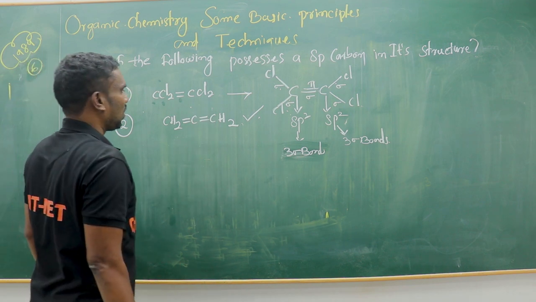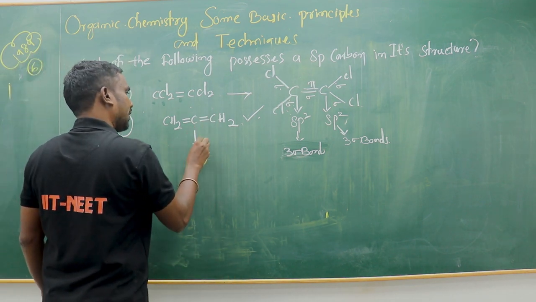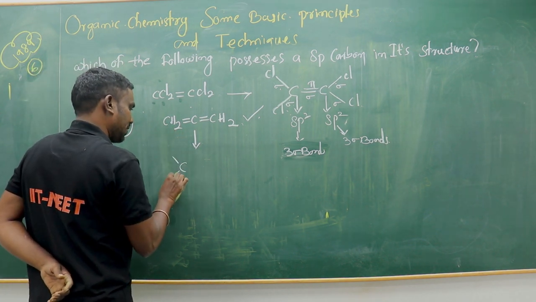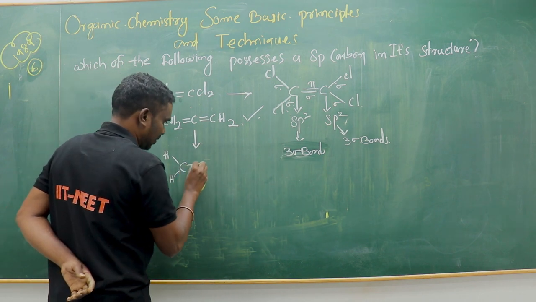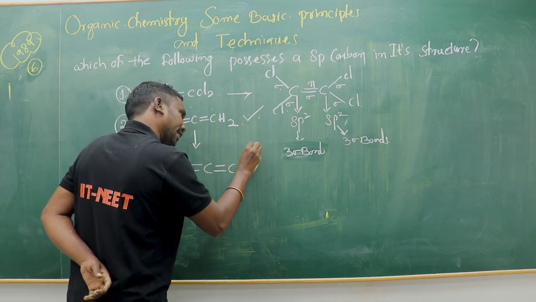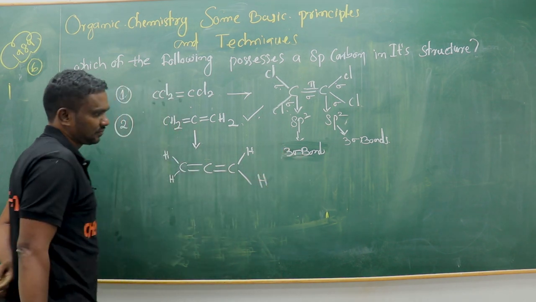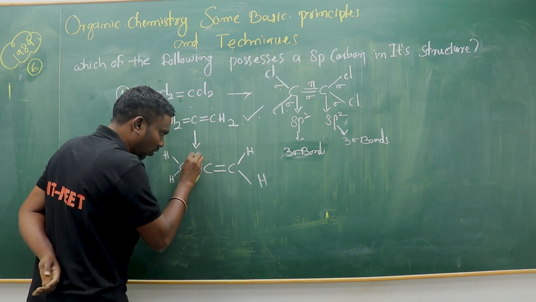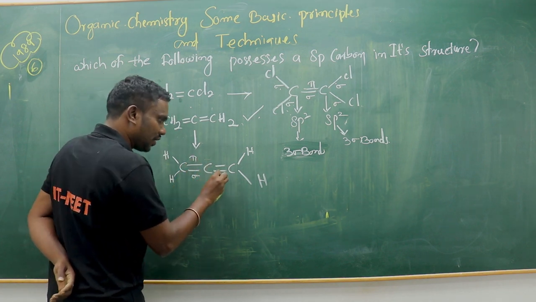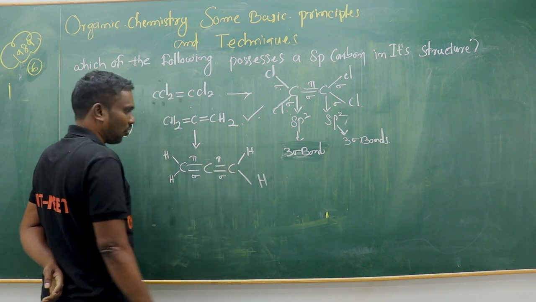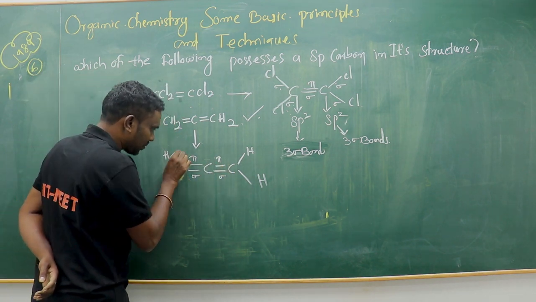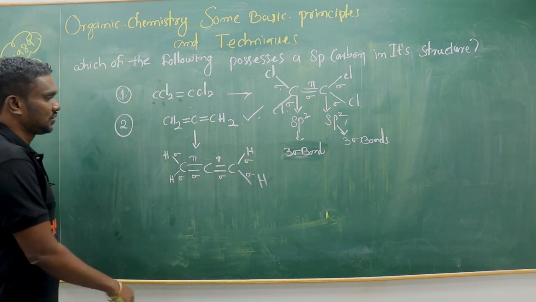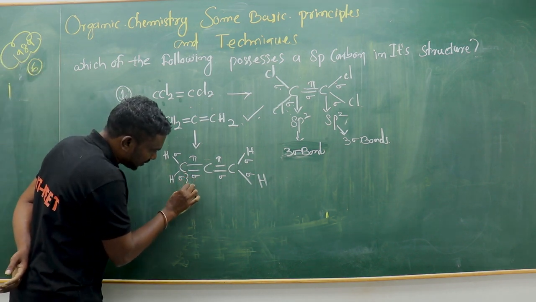So, right sir, all are sp2. Sir, what about this one? Elaborate the structure. Careful. Here one H, here one H, double bond, H, this is H. Clear? Now observe carefully beta. This is a sigma bond, this is a pi bond. In a double bond, one is a sigma bond, one is a pi bond. This is sigma bond, this is sigma bond.